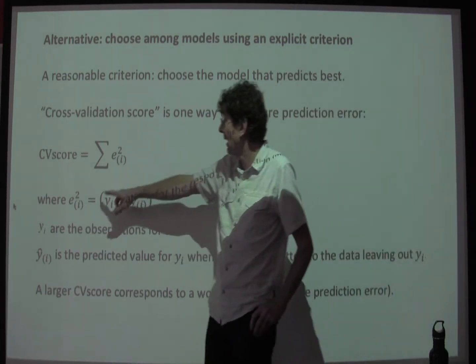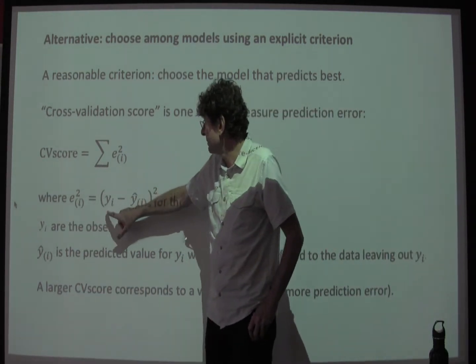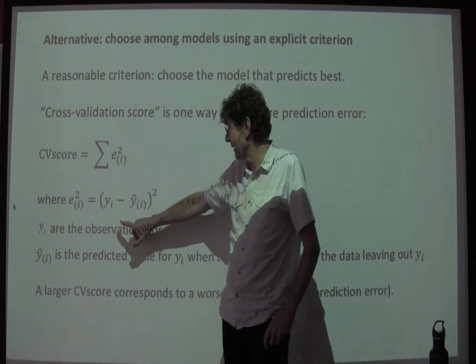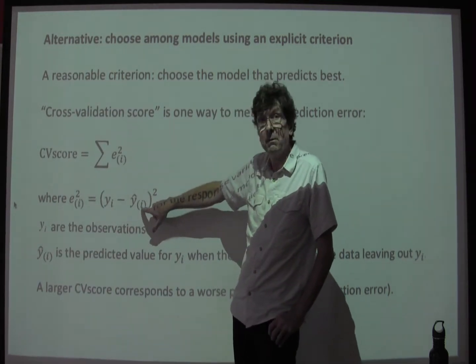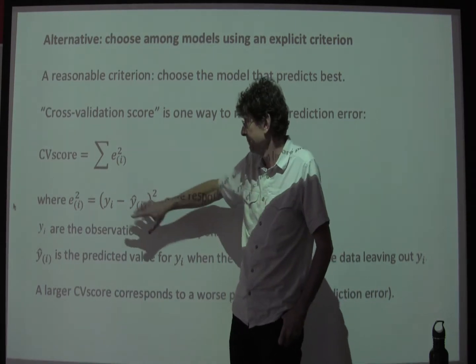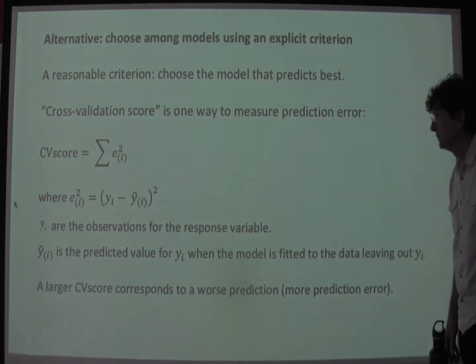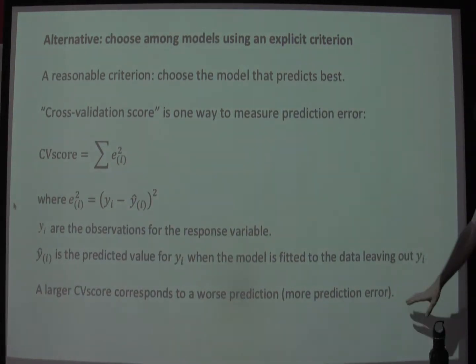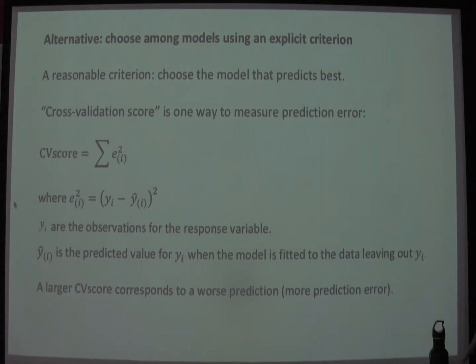Okay, so epsilon i is the difference between the observed observation and the predicted observation when that observation was left out of the model, squared. And so a larger CV score means a worse prediction.